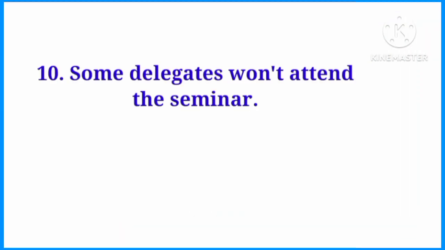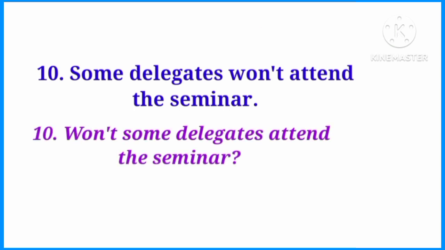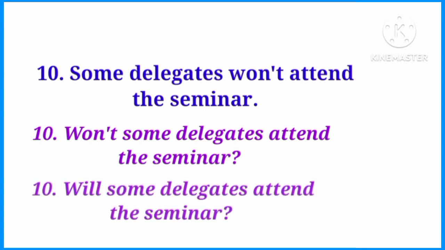In this sentence, won't is the auxiliary verb. It is the negative of will. So the interrogative sentence would start with won't. Won't some delegates attend the seminar? If you want to make a positive sentence, you can also write like this: Will some delegates attend the seminar?